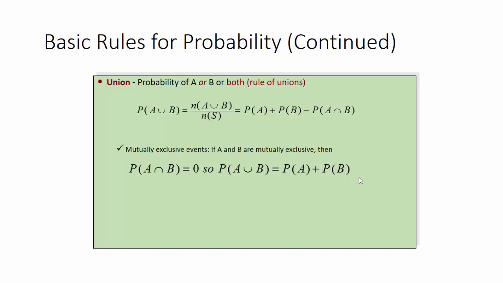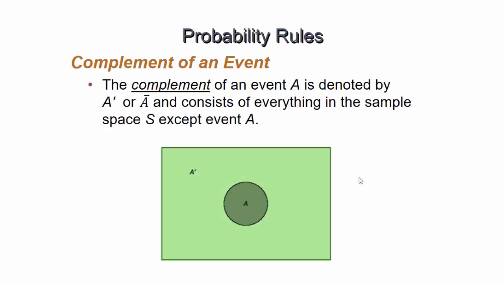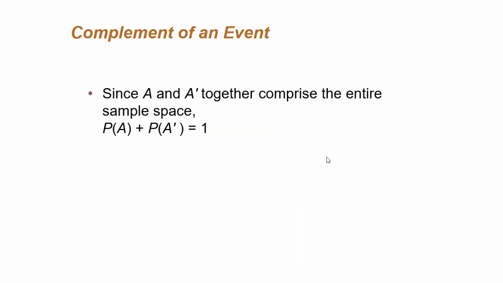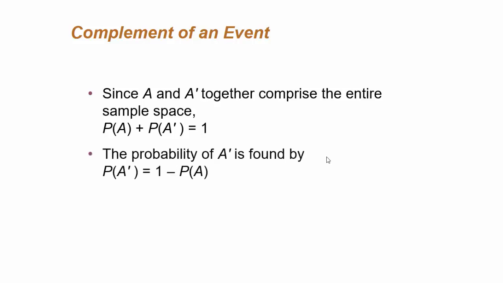We will continue with understanding the complement rule a little more in detail. The complement of A is denoted by A dash, A bar, or A C, A complement. And A complement is outside A in the universal set. A and A dash together comprise the entire sample space. P of A plus P of A dash equals 1. So P of A dash equals 1 minus P of A, or P of A equals 1 minus P of A dash.